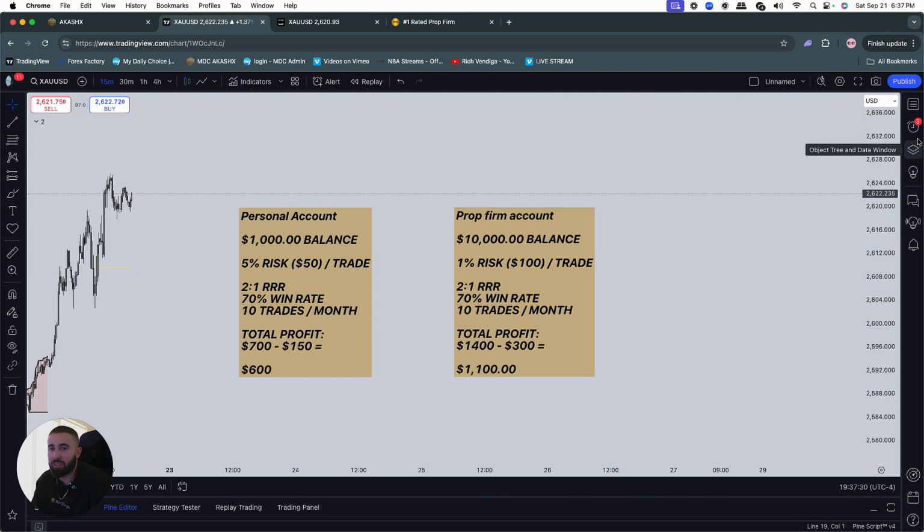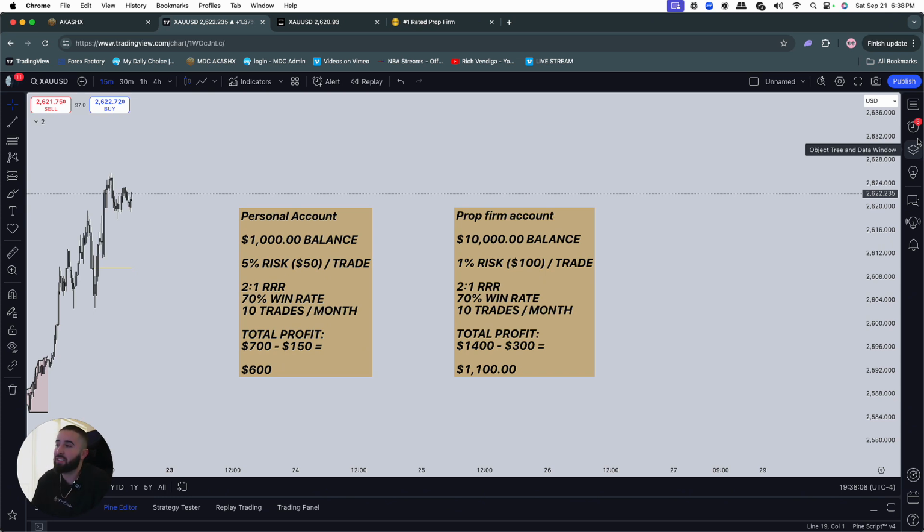So let's keep the performance the same of 2-to-1 risk to reward ratio, the same win rate percentage of 70%, and still taking only 10 trades a month. If we look at it, risking 1%, we're risking $100 to make $200. So when we have those 7 winning trades in the month, we're talking about $200 times 7 trades is $1,400 profit, minus the 3 losses at 100 apiece is 300. So 1,400 minus 300 is going to be 1,100 in total profit for the month, taking those 10 trades.